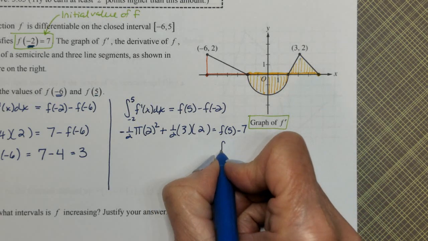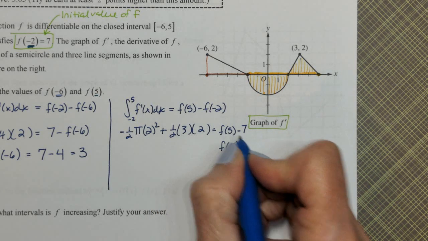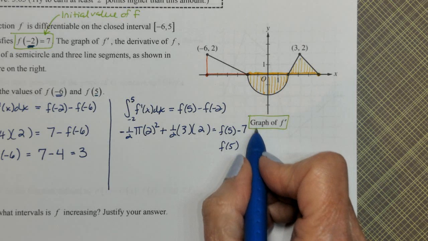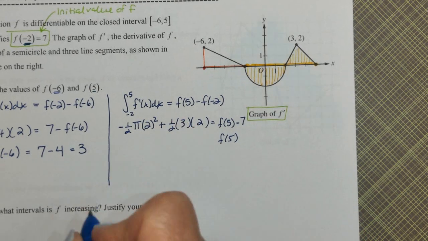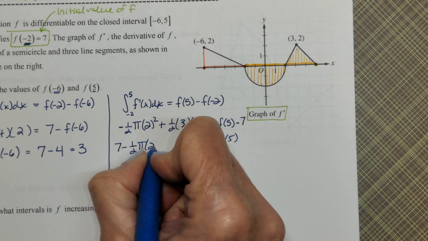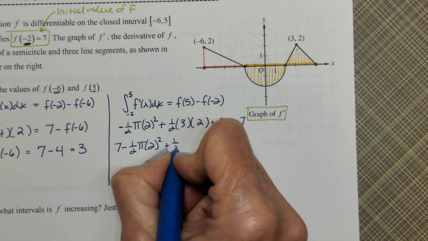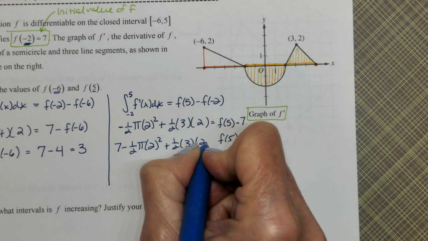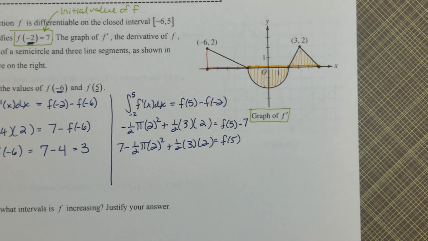And f of 5, I'm just going to leave it on the right since it's already positive, and I'm going to add the 7 to the other side. And I'm just going to write it exactly like I see it. Remember that we don't have to simplify. So there is your f of 5.